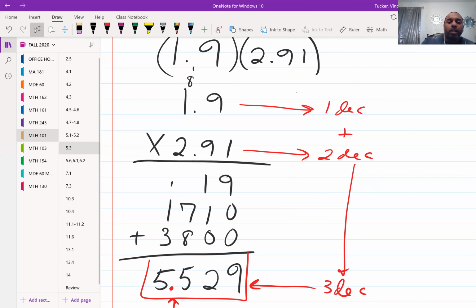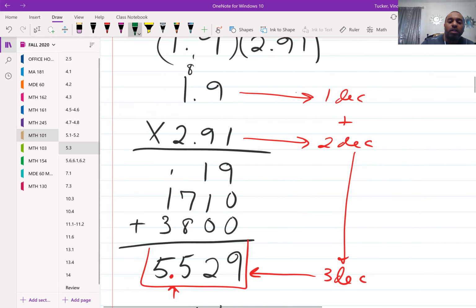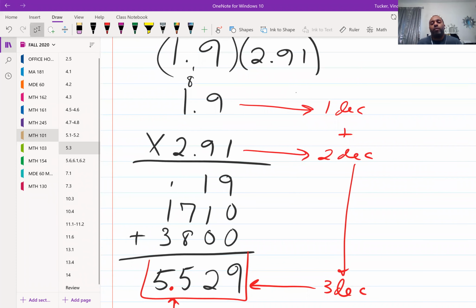All right, add them together. 9 plus 0 is 9, 1 plus 1 is 2, 7 plus 8 is 15, carry your 1. 1, 1, and 3 will give you 5. And so we should have 3 decimals in our final answer. 1 decimal place in our top number, 2 in our bottom, and that'll give us 3 decimal places.